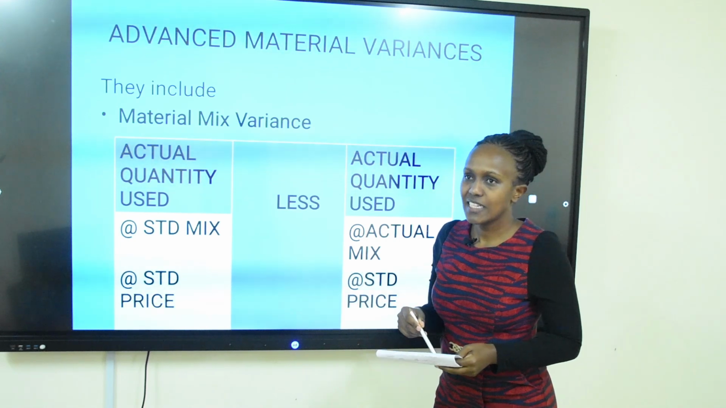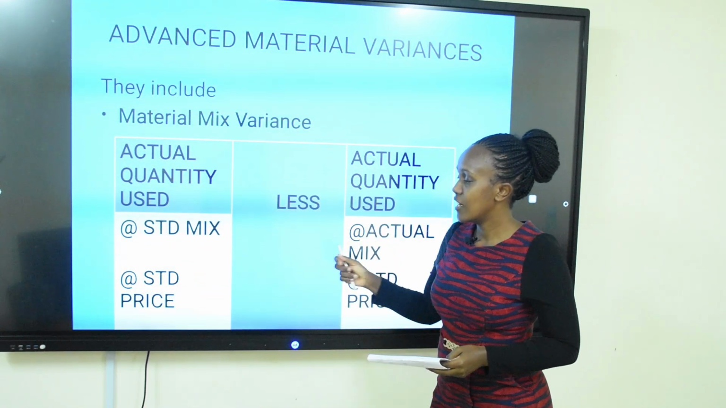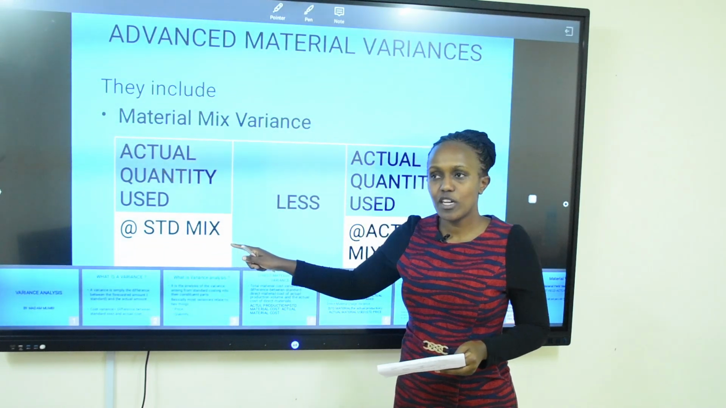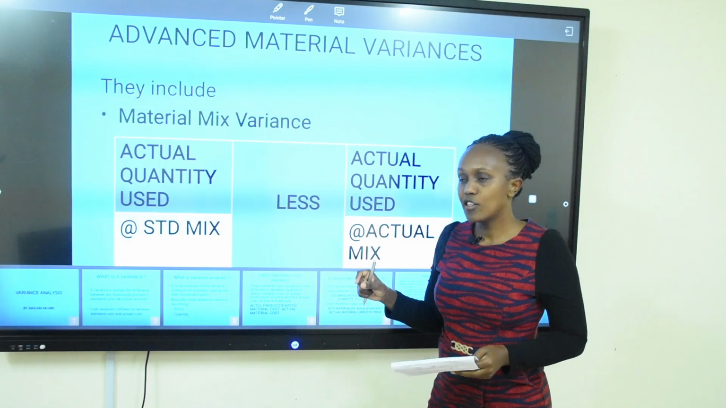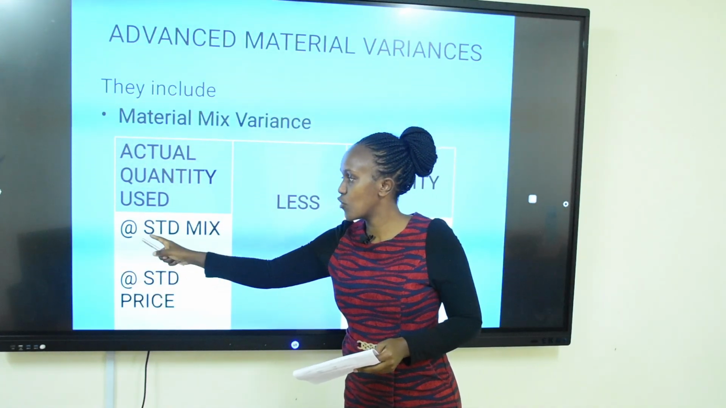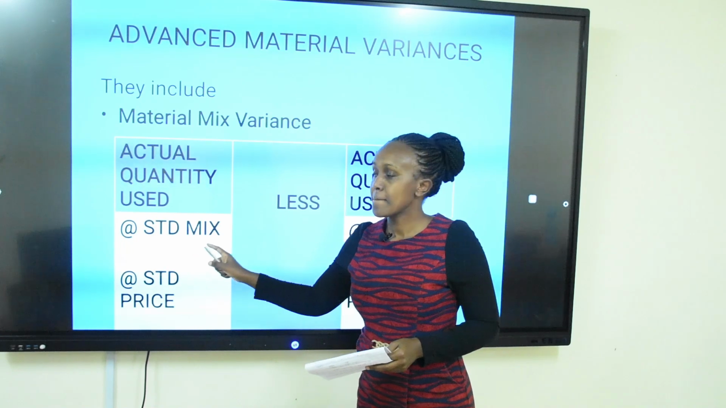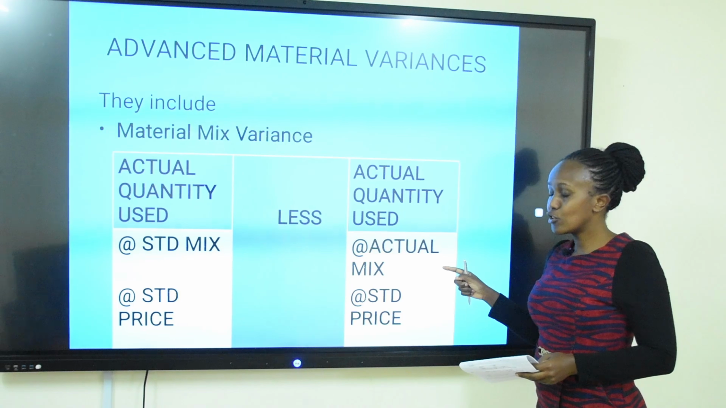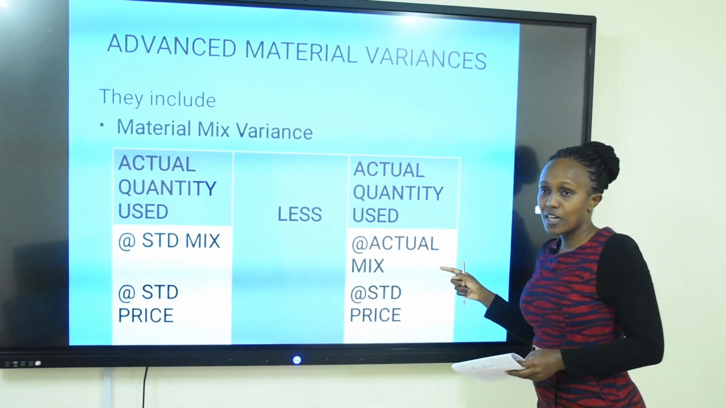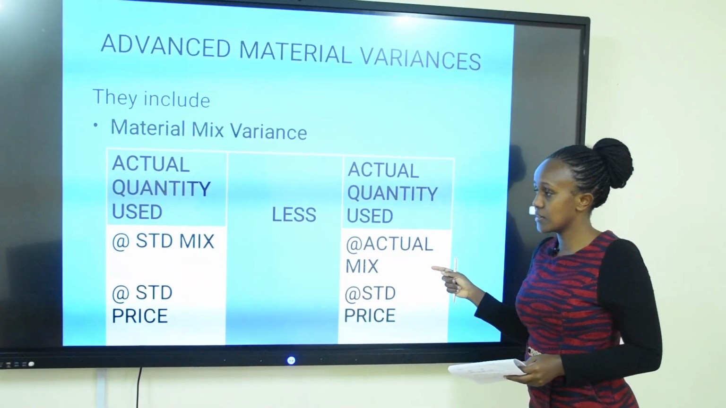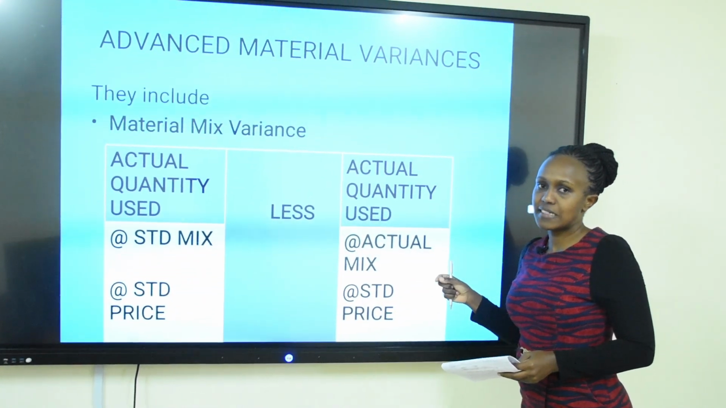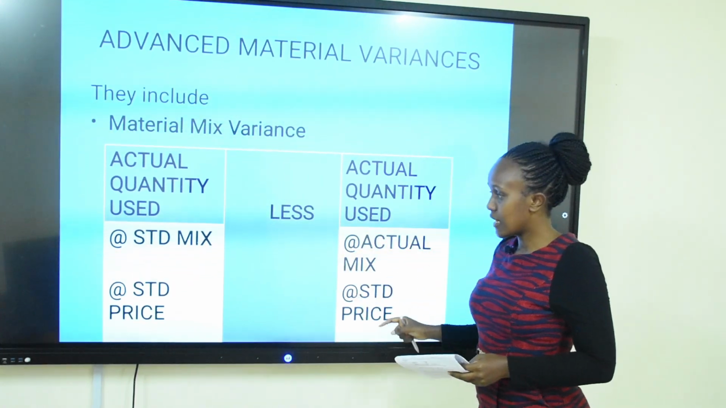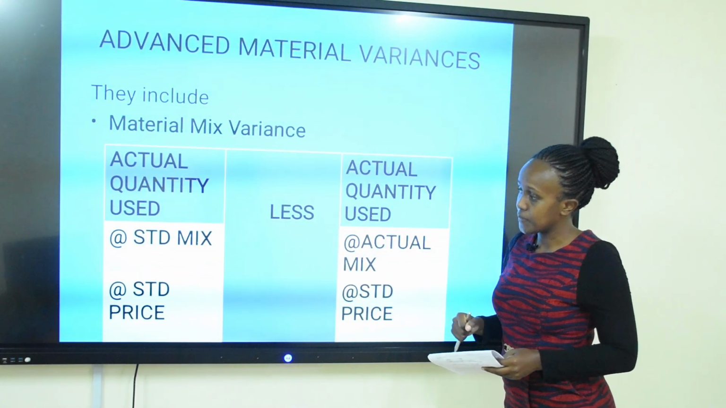So what you are expected, as per the standard, is to mix in a certain proportion. Maybe you are making a fertilizer, you require to mix 3 chemicals, and you are supposed to mix them in a certain proportion, which you are calling the standard mix. Then you go ahead and mix them according to your own actual mix. So you use your own proportions to mix the chemicals. And then eventually there will be a variance. This variance is called the material mix variance. That is one of the variances we are going to be looking at.